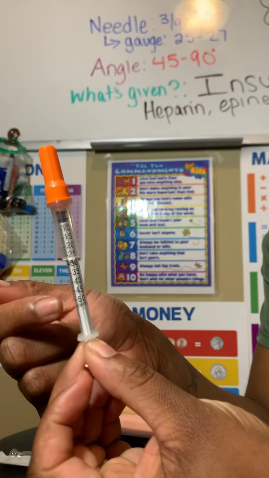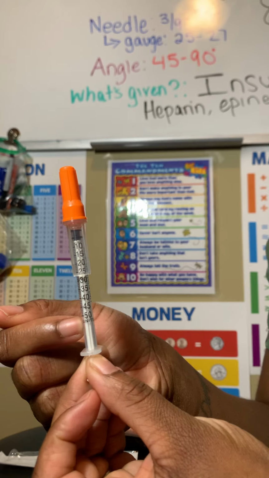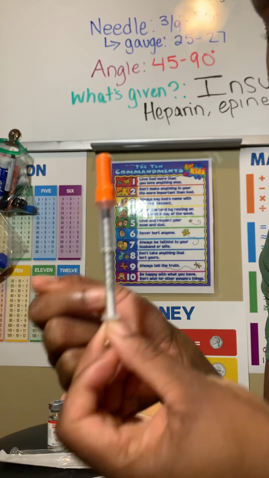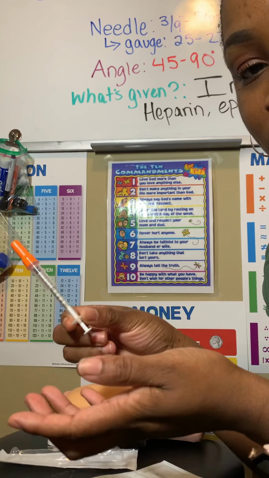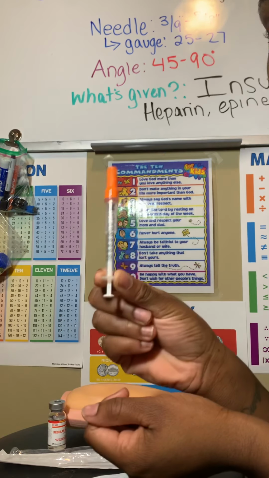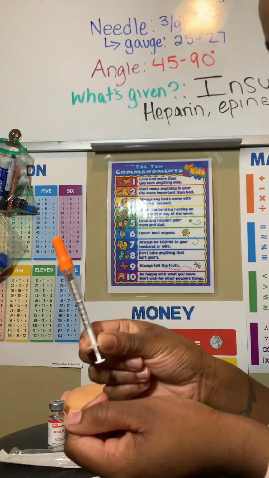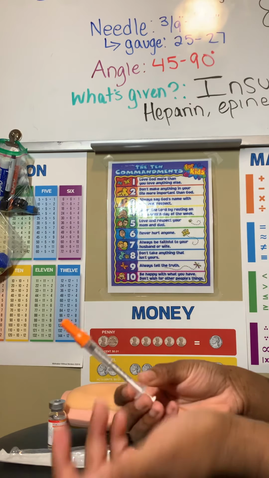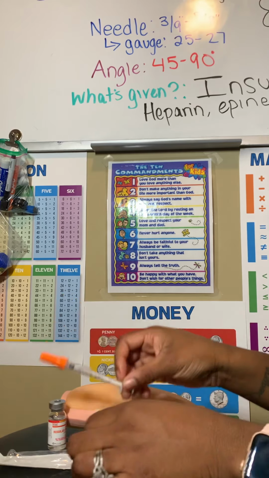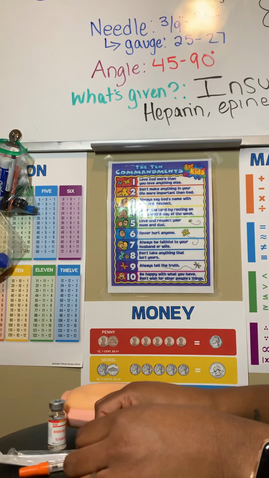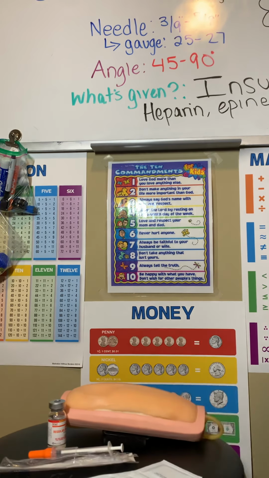Okay, so it says units here, and that's how you know that you have an insulin syringe and not any other syringe, because other syringes are measured in mLs, but insulin you can only give by units, okay? So that's how you determine whether or not you have the right syringe to use, okay? And so, that's that.